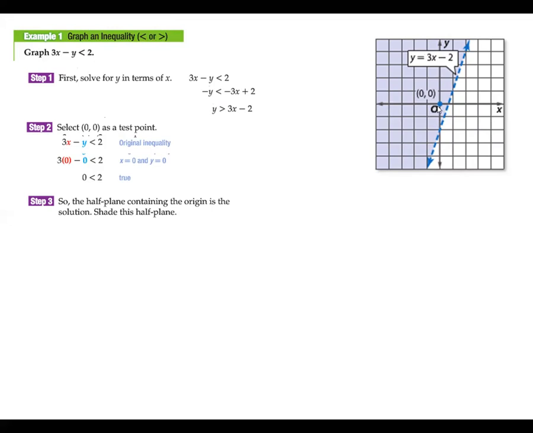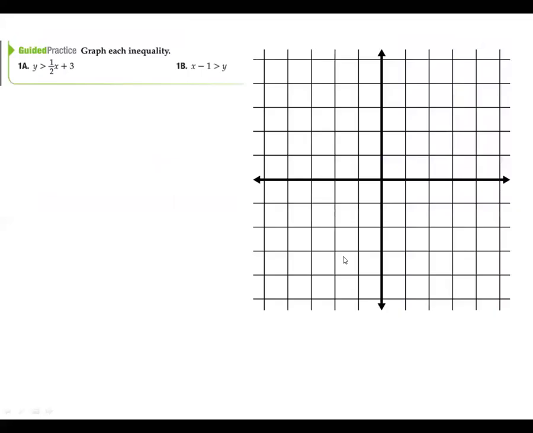Then I picked a point 0, 0. Now you always pick the origin because it's easy to substitute 0 into stuff. Okay? The only time you don't pick the origin is if the boundary line actually goes through the origin. Then I'd pick like 1, 1. Okay? I substituted 0, 0 into the original inequality. You always want to substitute the point back into the original inequality. If it works, you shade that side. If it doesn't work, you shade the other side. All right, so let's try these ones. Go ahead and pause the video.